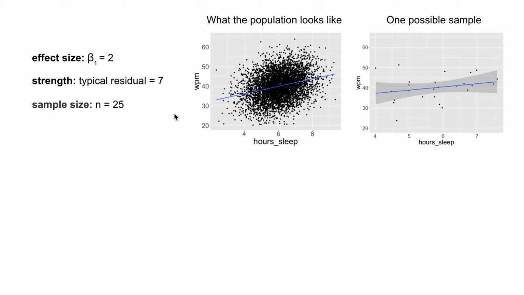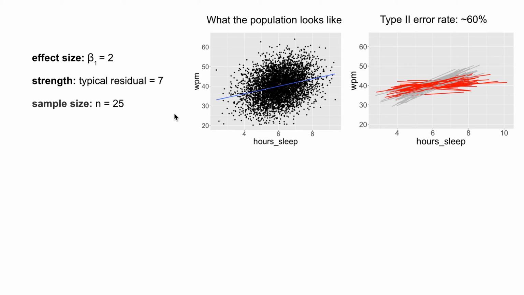That said, checking out one possible sample doesn't provide much insight into the relative frequency of such errors. For example, let's check out 100 different sample estimates of the population model, represented by the 100 lines here. The red lines reflect the type 2 errors, samples that happen to produce slope estimates that were too close to 0. Thus, they mistakenly led to the conclusion that there's no statistically significant relationship between typing speed and sleep. In fact, roughly 60% of the samples here produced type 2 errors.